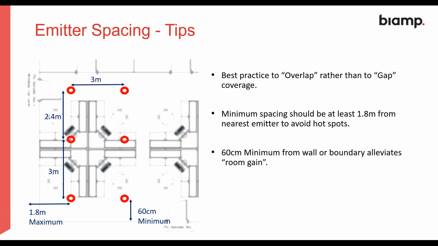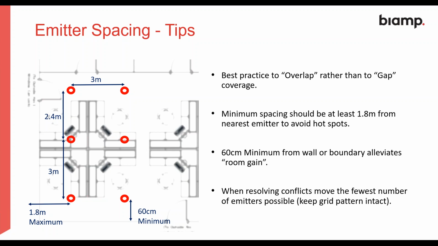And the reason why we say the 60 centimeters minimum from the wall is because if we get too close to the wall, then we can start getting the boundary effect or room gain, which is the same phenomenon. So that will affect the uniformity. If for any reason we have to go closer to the wall for architectural or structural reasons, then we recommend that you use the tapping on the emitter to reduce the level. That would form under your commissioning part in it.